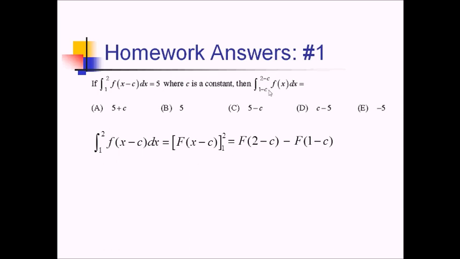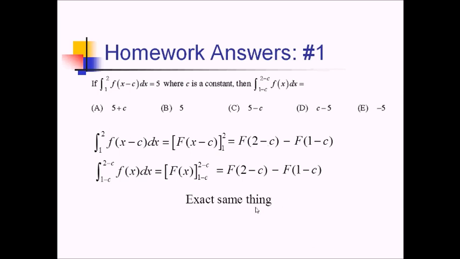Okay, how about this other expression? So the antiderivative of just f of x is even easier. It's just big F of x. Same limits of integration from 1 minus c to 2 minus c. Plugging both of those in, I've got big F of 2 minus c minus big F of 1 minus c. And if we just take a step back, we realize these are actually the exact same thing, which means they should have the same exact numerical value, which is 5.